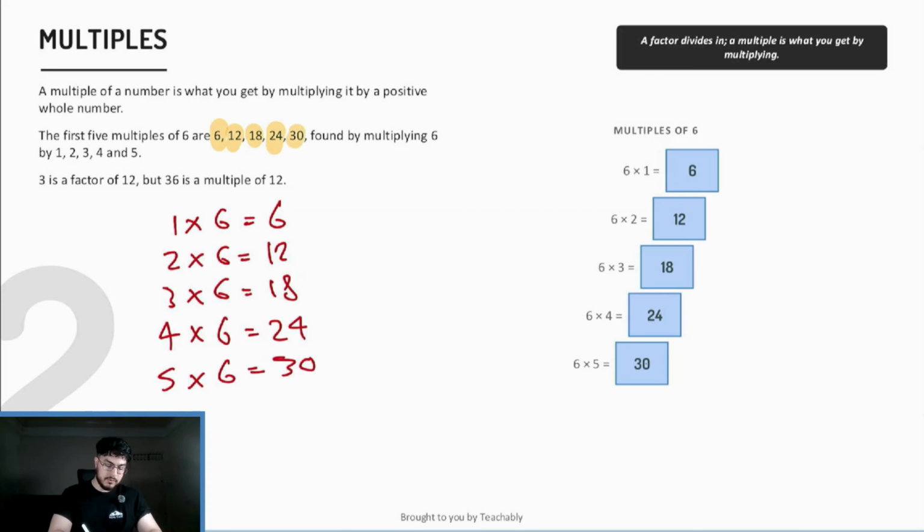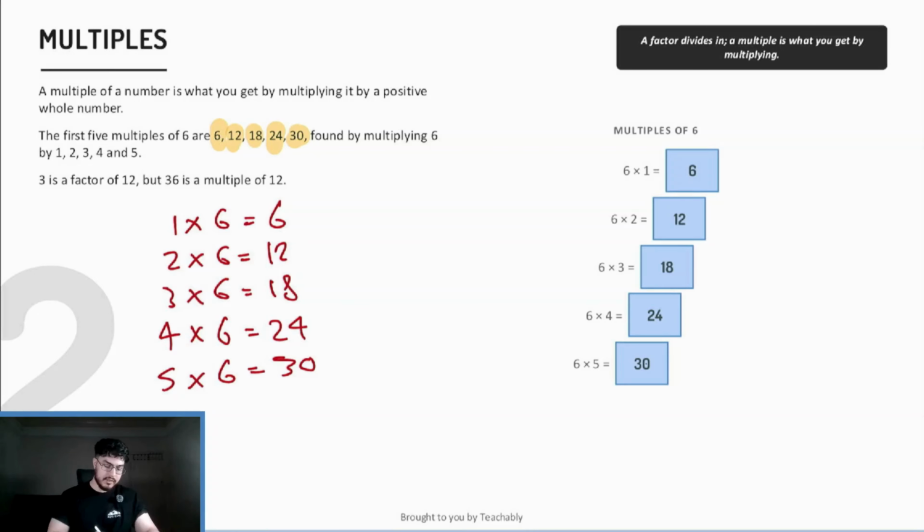and then we also have 5 times 6, which is 30, which is also here. And so what this is trying to show us is that the multiples of a number are just 1 times that number, 2 times that number, 3 times that number, 4 times that number, 5 times that number, and so on. And you can make this list as long as you want. We can go up to the 10 multiples, up to the 20 multiples, etc.